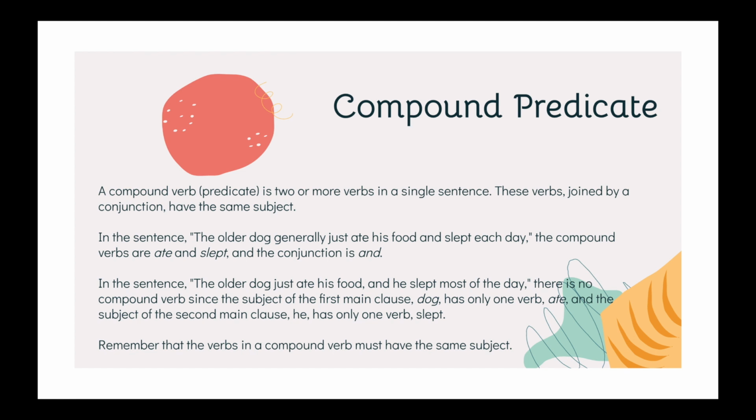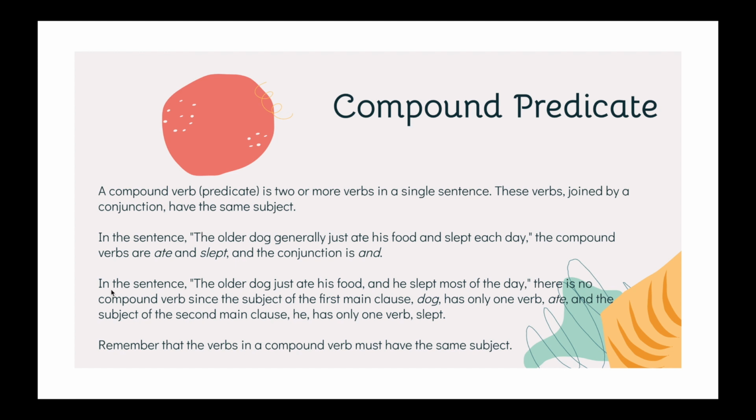Okay, so in the sentence, the older dog generally just ate his food and slept each day. Okay, so the compound verbs are ate and slept. Okay, and the conjunction is and. Okay, so just ate his food and slept. But again, the verbs, okay, they talk about only one subject, the older dog.